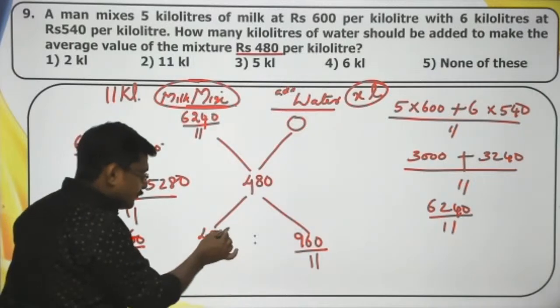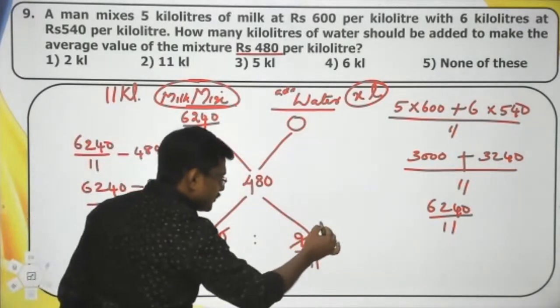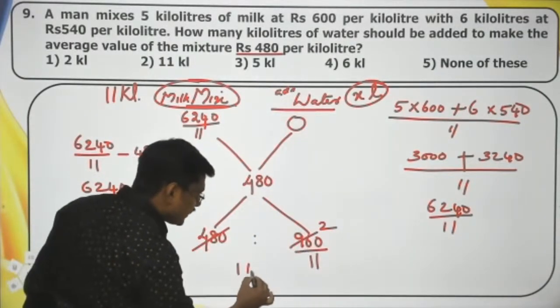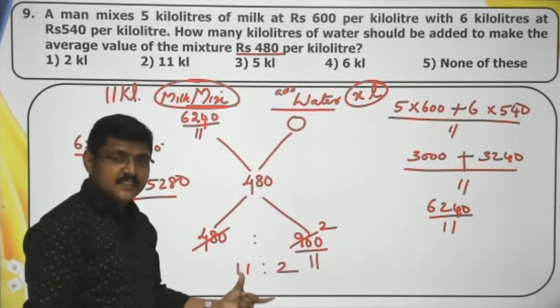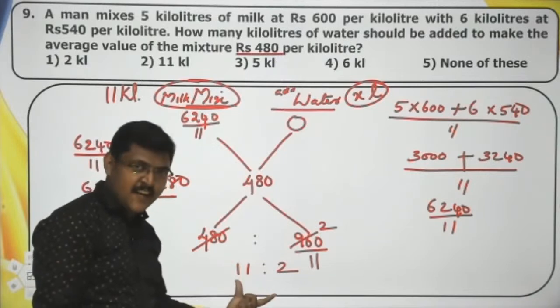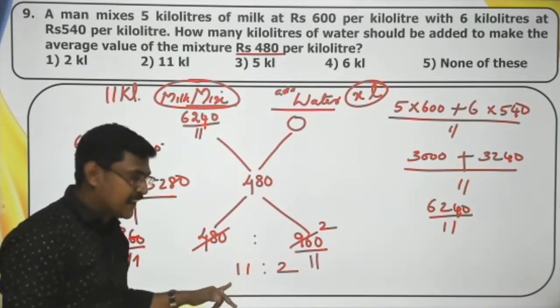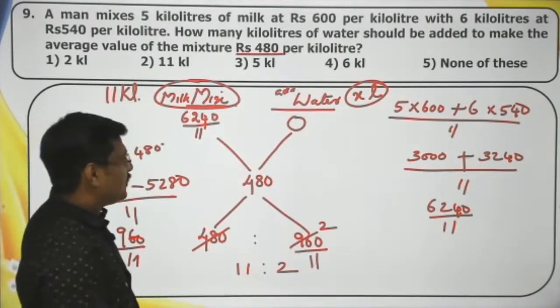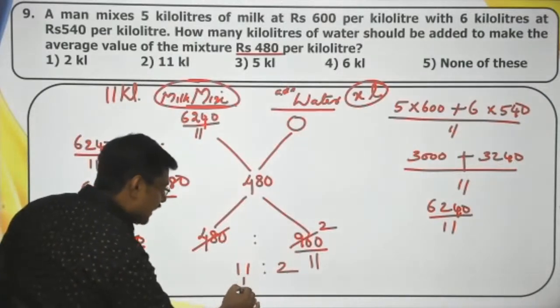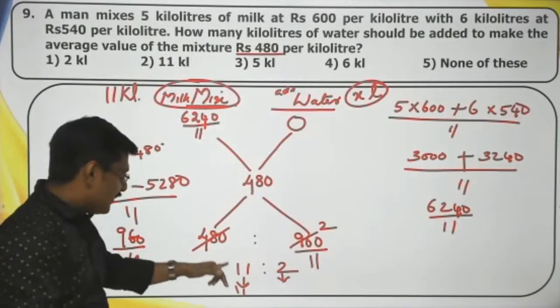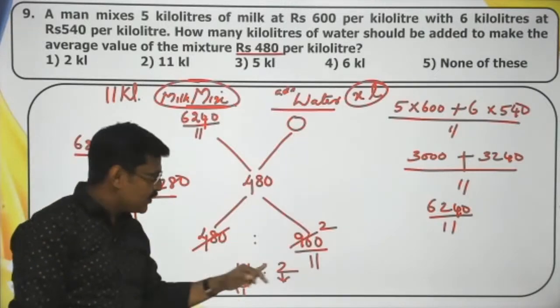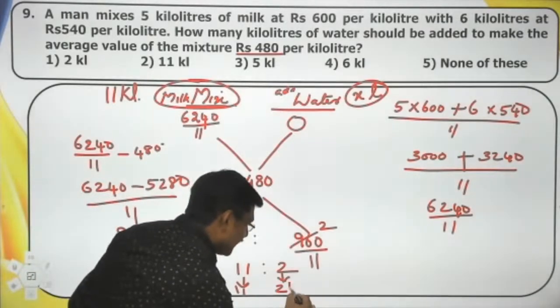I am cancelling this 480 two times. On crossing, the ratio becomes 11:2. Yes, we got the ratio 11:2. This is the quantity splitting ratio, and this 11 corresponds to 11 kiloliter. If 11 corresponds to 11, the operating value is 1, so 2 corresponds to 2 kiloliter.